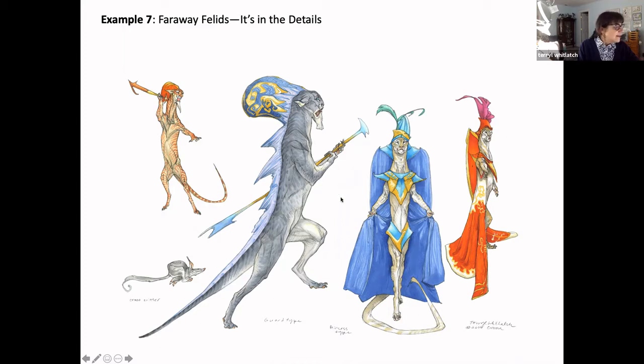And so by color, by accessories, by attitude, I'm able to create from a limited palette, so to speak, design palette, a good variety of characters. These are, I call them cat people. They're kind of like weird felines.